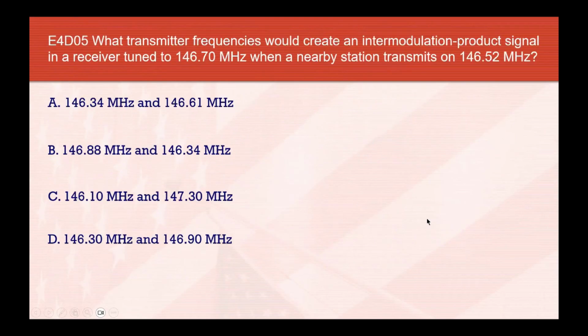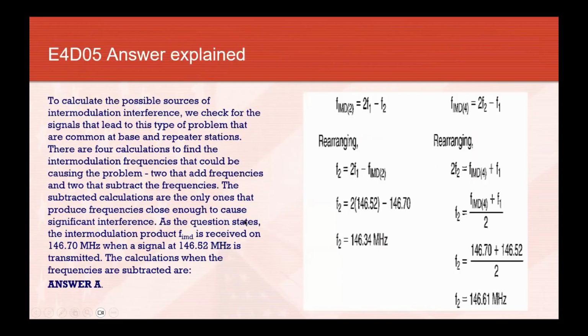Okay, and this is where the two signals we were talking about come together, 146.7, 146.52. What are the intermodulation products of that? It's going to be 146.34, 146.61. And that's what I suggest you just remember. If you want to do the formulas, obviously you can. There's how the formulas are derived.